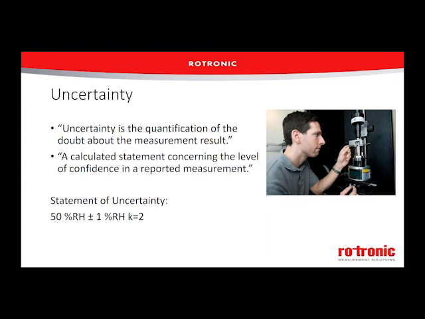So at the bottom here, I've got an example of what a measurement could look like. We've got it as 50% relative humidity, so our actual measured value, plus or minus 1% RH. That 1% is our uncertainty value. And then I've got a K equals 2. And essentially with uncertainty, we also have an uncertainty in our uncertainty. The K equals 2 is indicating the confidence level that we've got in it. And in this case, when K equals 2, that gives us about a 95% confidence level.